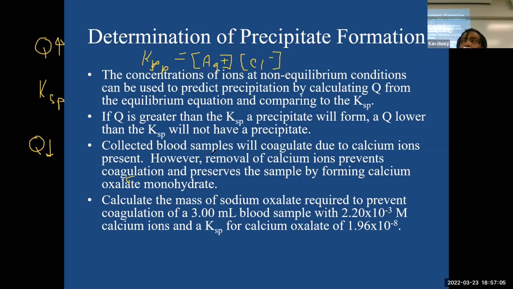So for example here, collected blood will coagulate due to the presence of calcium ions. However, removal of the calcium ions prevents coagulation and preserves the sample by forming calcium oxalate monohydrate, okay? Calculate the mass of sodium oxalate required to prevent coagulation of a 3 mL blood sample with 2.20 times 10 to the minus 3 molar calcium ions and a KSP for calcium oxalate of 1.96 times 10 to the minus 8.